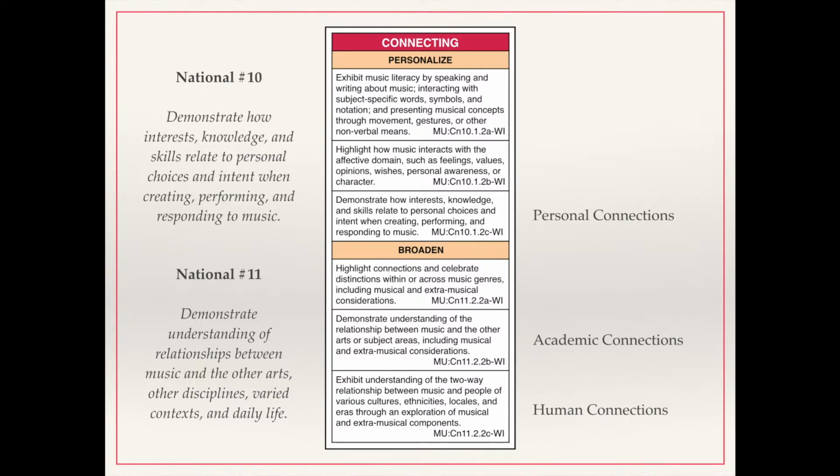The academic connections read, demonstrate understanding of the relationship between music and the other arts or subject areas, including musical and extra-musical considerations. And the human connections reads, exhibit understanding of the two-way relationship between music and people of various cultures, ethnicities, locales, and eras through an exploration of musical and extra-musical components. So the old number 11 has been broken into academic connections and human connections, and as you can see, each one of them has been somewhat expanded.